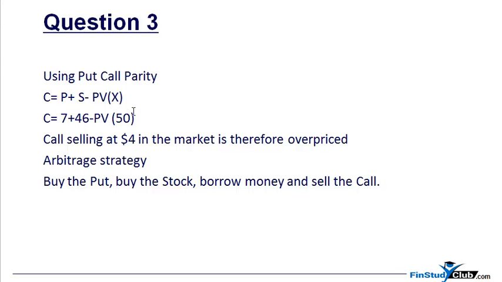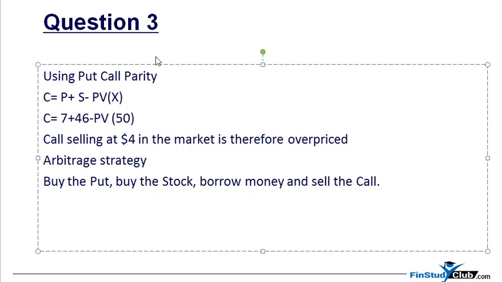So I'm going to go long this, so indirectly buying the call by buying the put, buying the stock and selling the bond, and at the same time selling a call. So my strategy is going to sell what is expensive. So I'm going to sell the call in the market at $4 and I'm going to buy the synthetic call, which would mean I shall buy the put, I shall buy the stock, and I shall sell the bond.